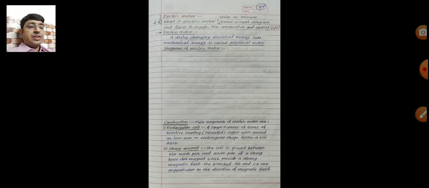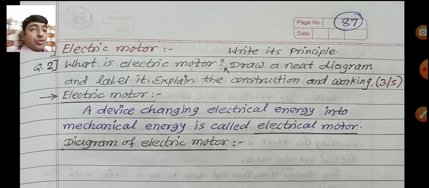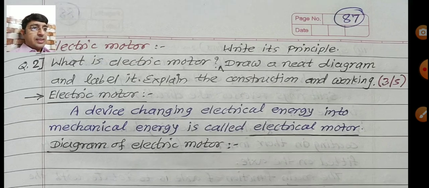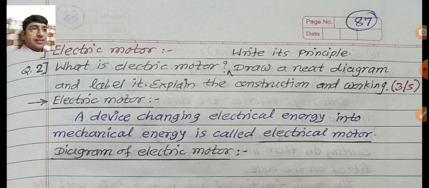So we jump towards the next point. The question is asked in the exam this way: Electric motor. What is electric motor? Write its principle. Draw a neat diagram and label it. Explain the construction and working. This is a 3 to 5 mark question.